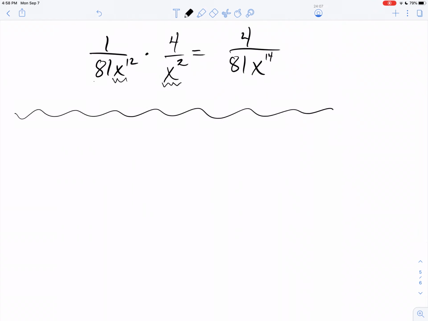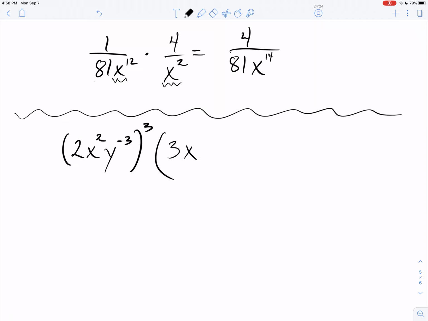So I'm just going to play with this. I'm just dinking around. So 2x^2 y^-3, let's cube it. And then we'll do something like this because this is what they had in the book. 3x^-1 y^-2, something like that. What is the grand supreme rule of all time?